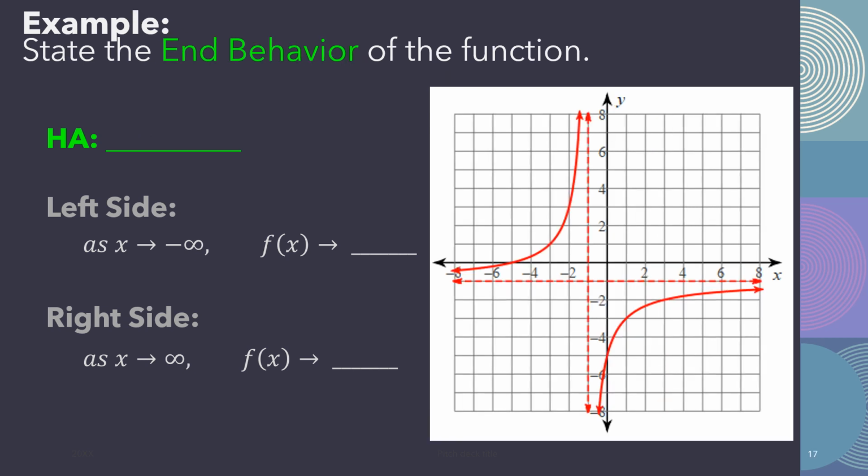And our last example, again, state the end behavior of the function. So determine where is the horizontal asymptote. Our horizontal asymptote has a value of y equaling -1. The left side, as x approaches -infinity, f of x approaches the horizontal asymptote -1. And on the right side, as x approaches +infinity, f of x approaches -1.